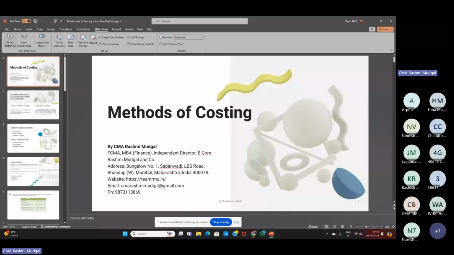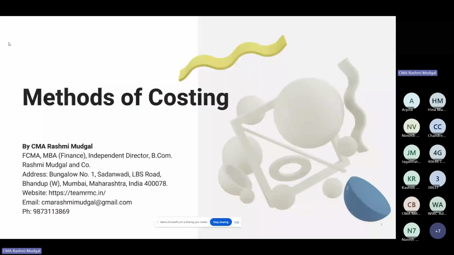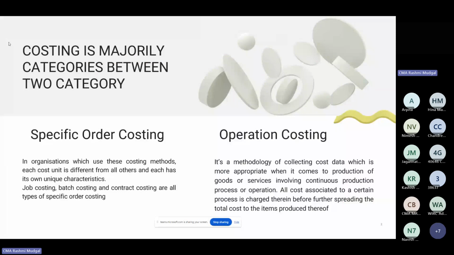I believe that you're a cost accountant, you must know what exactly the method of costing is. But today I am taking you through a little revision, and I'm really excited to do this. I encourage you to actively participate and ask questions whenever you feel. Firstly, the method of costing is based on two things: the specific order costing and operational costing.